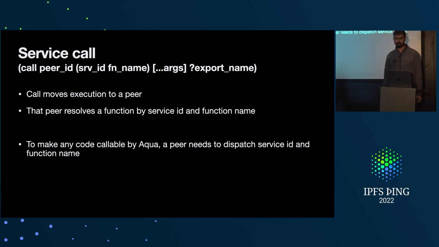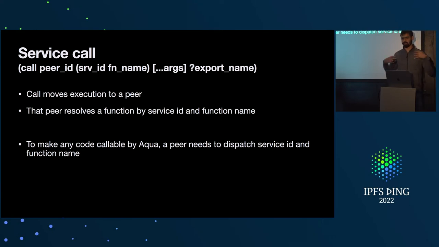The most interesting thing right now is the call instruction, which looks like this. It has the peer ID where it executes, then a tuple of service ID and the function name, then some list of arguments, might be empty. And if we want to use the value from the service and spend some space in the data for the value, we can export the results in some variable. So call is the only instruction that moves an execution to the peer.